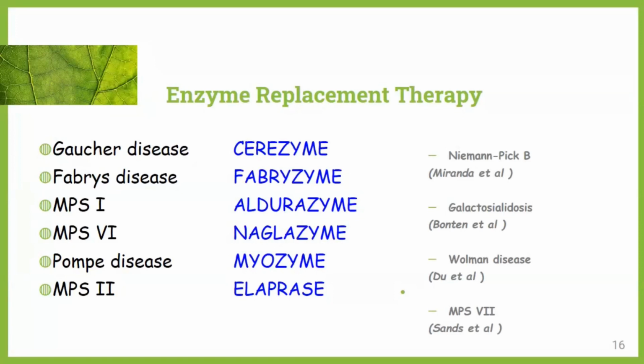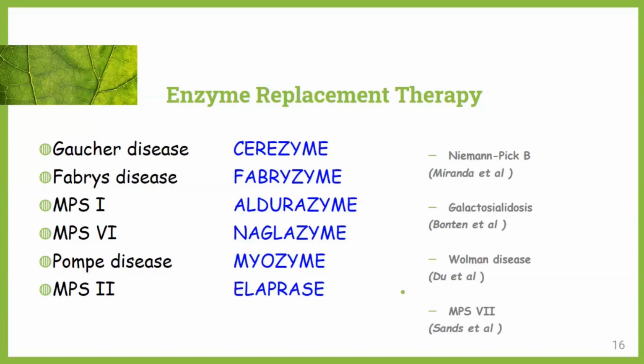Then MPS type 6 is available. MPS type 4 is available. Then Wolman's disease is available. Galactosialidosis, Niemann-Pick. Now it has already come and we are giving it to 2 patients on charitable access. We are giving it for Niemann-Pick disease. Previously we had 4 diseases. Now it's around 10, 12 diseases that have ERTs available.